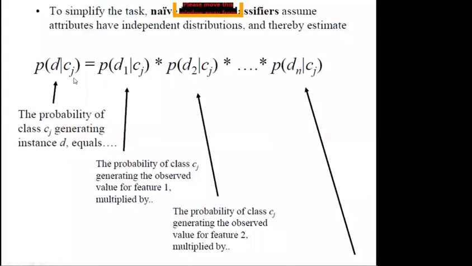You can see here P of D given Cj. This is what is present in the formula. Previously it was only one value, that is name, which belongs to this class. Now we have so many features. So P of D1 given Cj multiplied by P of D2 given Cj. If there are 4 or 5 attributes, we multiply the probability of that attribute belonging to that class. If this is one attribute, second attribute, third attribute, we are going to multiply that entire set of attributes. That is the product of the attributes.